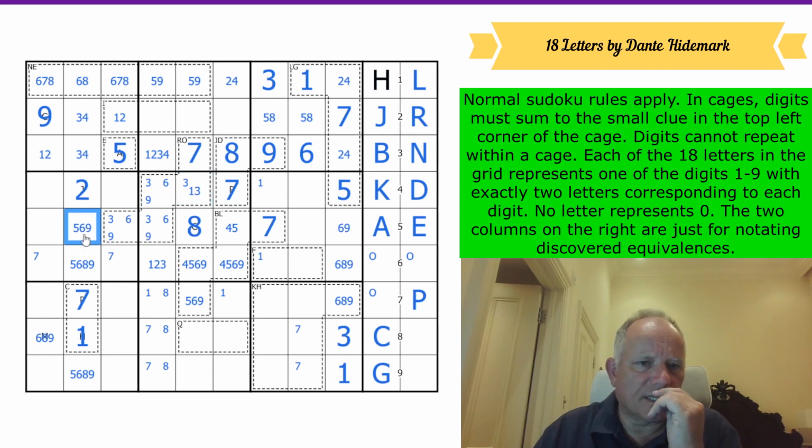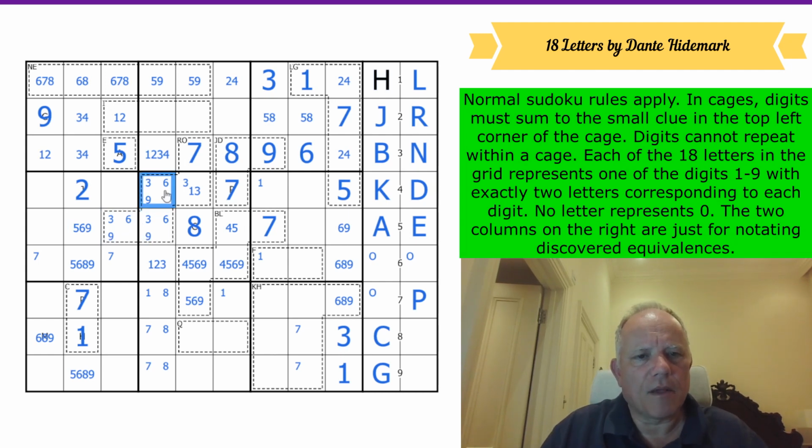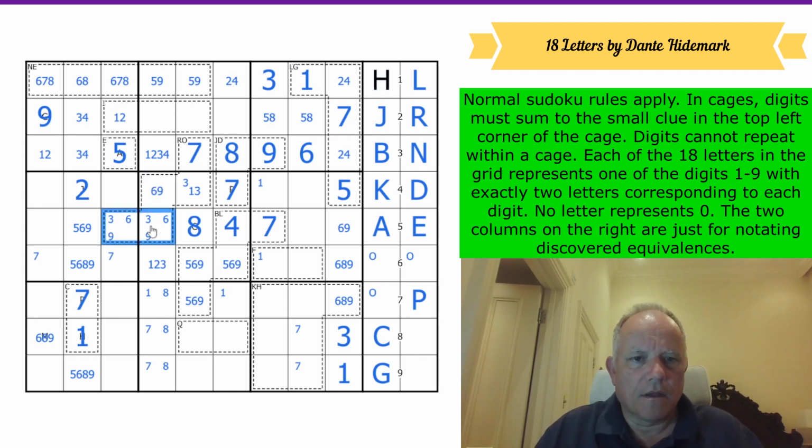So I don't think this can be... Oh, so one of them is in one of these two cells, because they can't both be there, and that makes this a virtual 5, 6, 9 triple, looking at that cell, which becomes a 4. And if only one of these can be 5, 6 or 9, that one is 6 or 9. Yeah. 5, 6, 9, triple, 8, 4, 7.